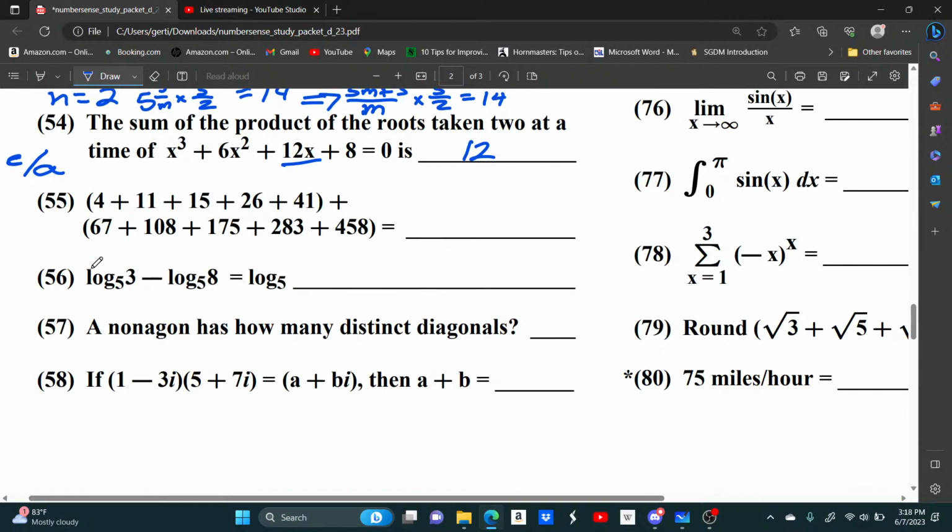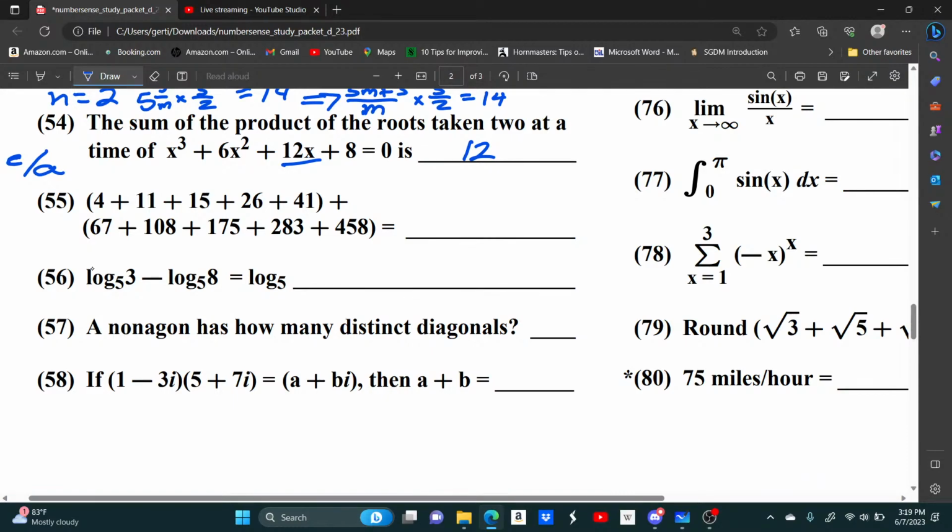55: 4 plus 11 plus 15. Okay, you could just add all these, but you could also notice that this is a Fibonacci type sequence. 4 plus 11 gives you 15, 11 plus 15 gives you 26, 15 plus 26 gives you 41, right? And so on.